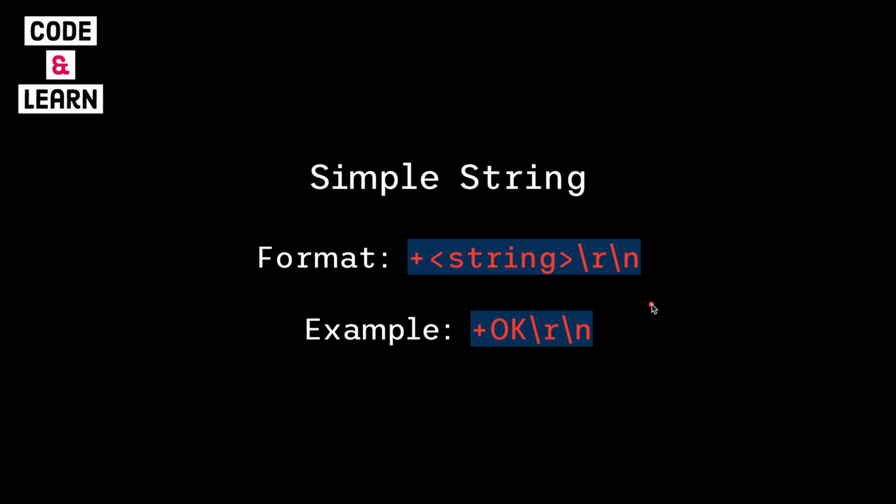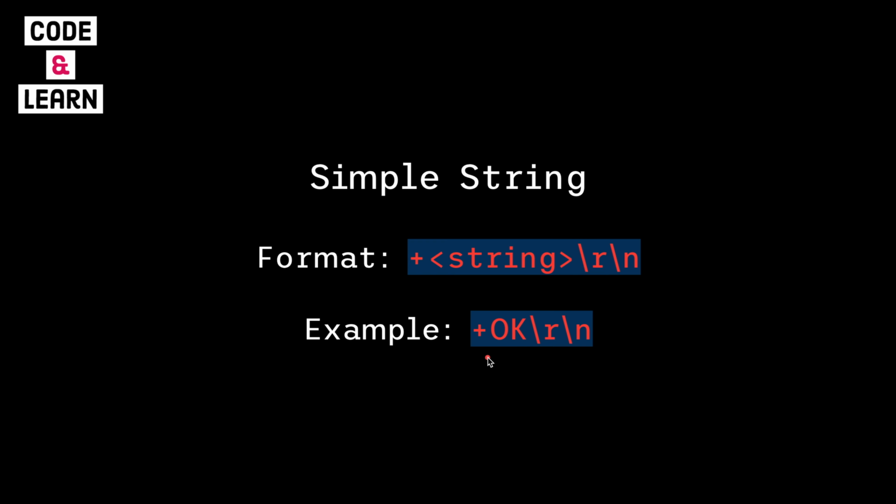First we have a simple string. A simple string is used for single line responses that don't contain a carriage return or line feed. An example of this is a ping command and a pong response. As you can see, the format for a simple string is as follows. It starts with a plus, which indicates that the data inside the message is a simple string. Here you will have the string and then the terminator, which is \r and \n.